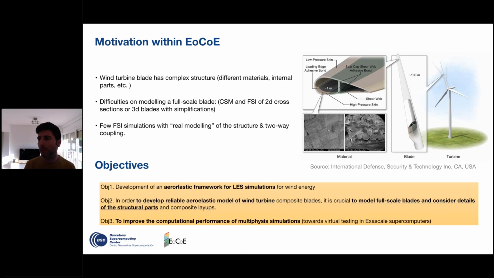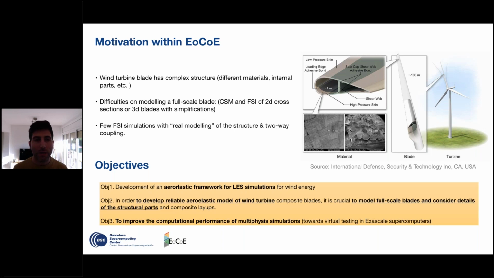As you know, wind turbine blades have a complex structure because they have different materials. They also have a lot of internal parts, with several shear webs or stringers inside the structure. In terms of modeling, they are quite complex. So usually the modeling of these kinds of structures, particularly for fluid structure interactions, is simplified, or only 2D cross sections are modeled. To our knowledge, FSI simulations with real modeling of the details of a highly detailed structure are not very common in the literature, and neither is the use of two-way coupling in such a large scale structure.